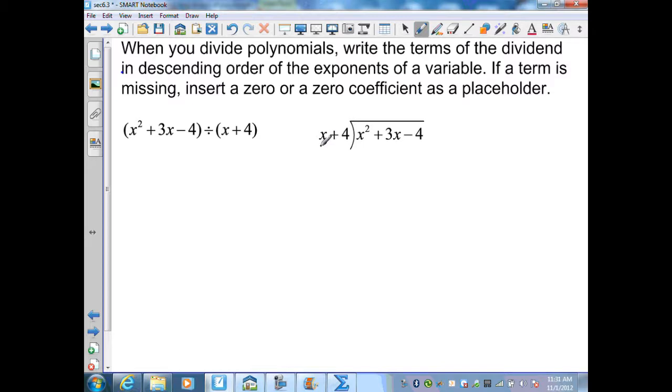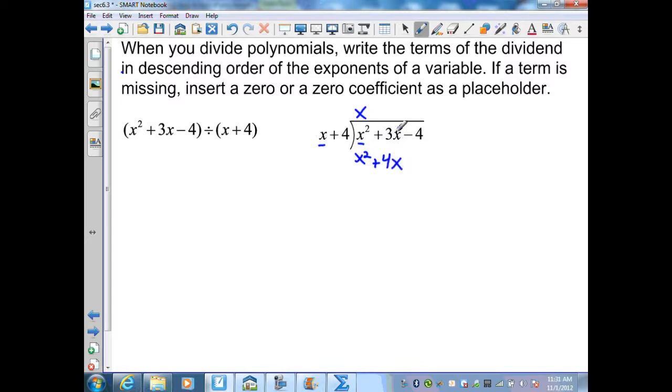What I want to do is start with my first term in each, my binomial and polynomial, or divisor and dividend. X times what gives me x squared? Don't concern yourself with the next terms. They'll generate themselves. X times what gives you x squared? That would be x. X times x is x squared. And now I actually distribute. X times x is x squared. X times a positive 4 is a positive 4x.